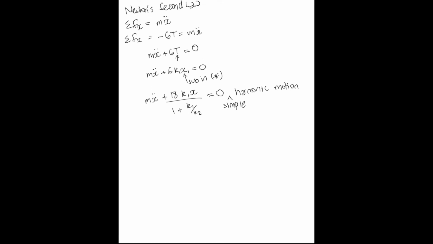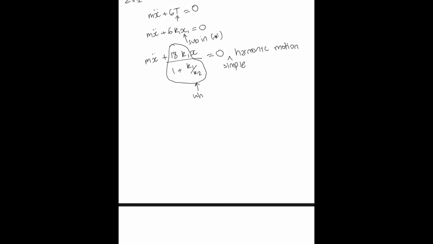And here, we've turned this into a simple harmonic motion equation. So this variable over here is going to be omega n. Rearrange it, it's going to be 18 K1 K2 over, oh, we forgot something actually.